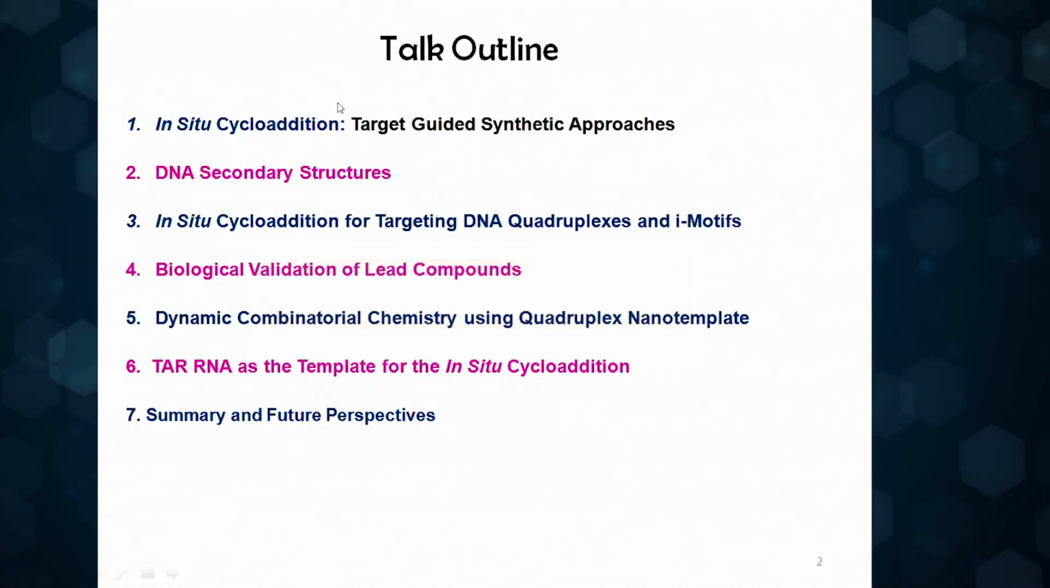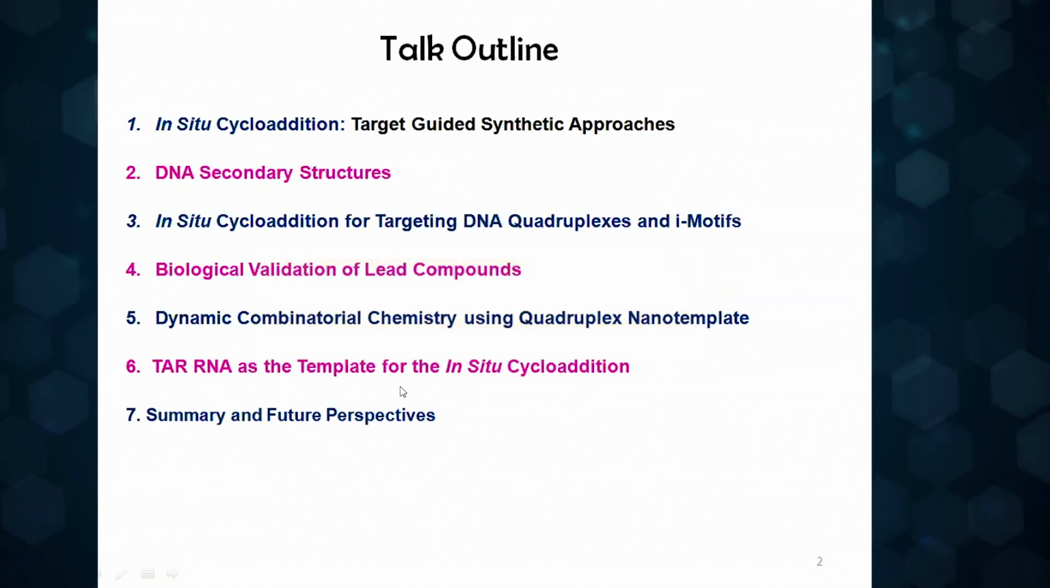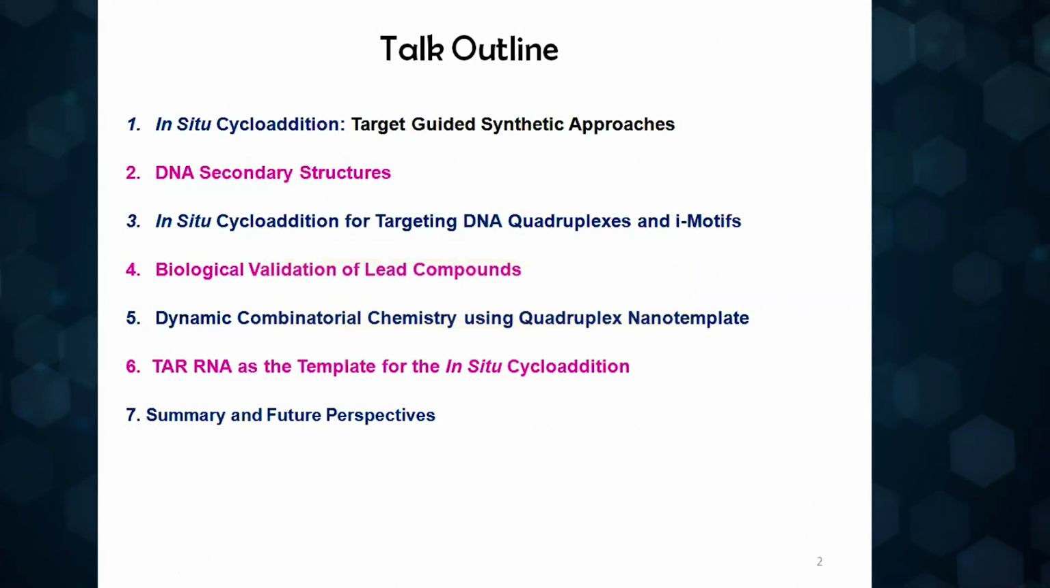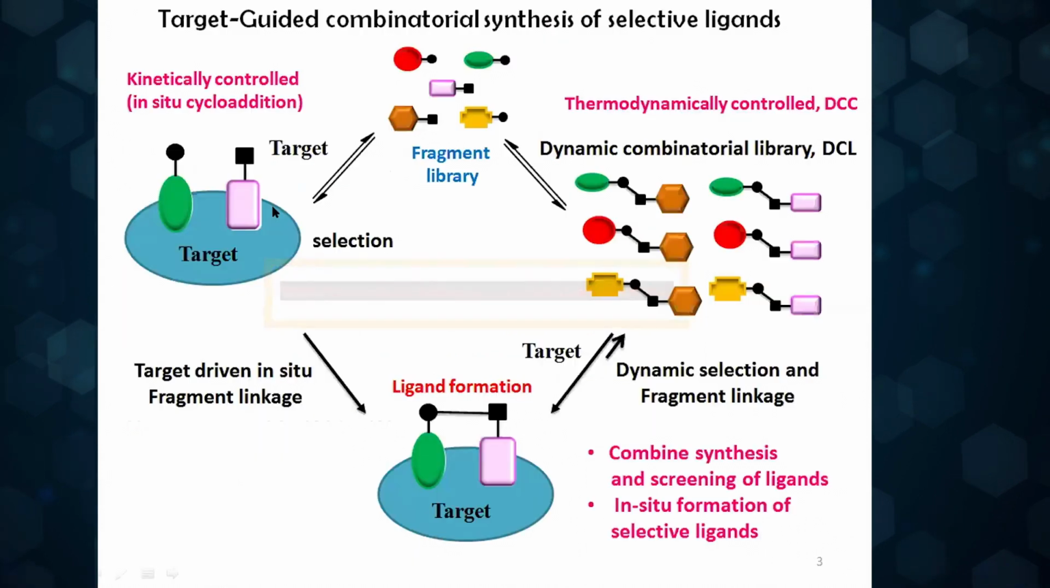Then I would like to talk about its application to develop selective ligands for DNA secondary structures like DNA quadruplexes and i-motifs. And at the end, I would like to talk about how RNA secondary structure like TAR RNA can also be used as the template to synthesize selective ligands by the in situ cycloaddition approach. So let me begin with the target-guided in situ cycloaddition.